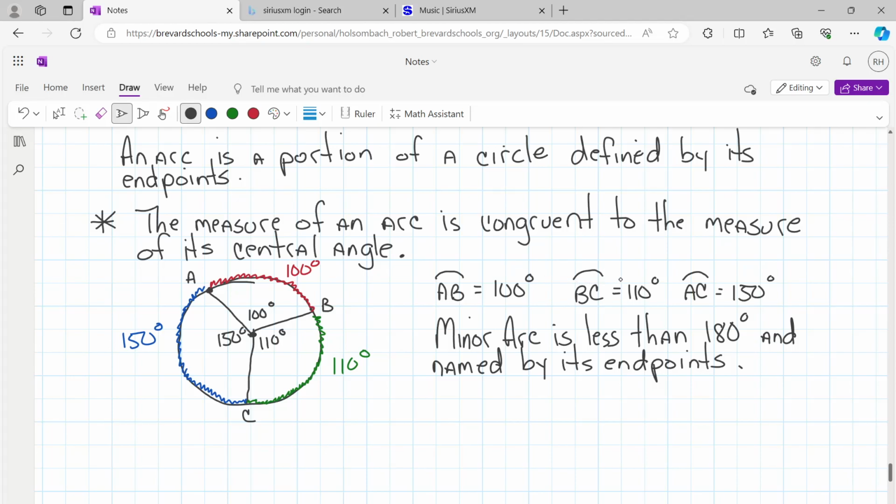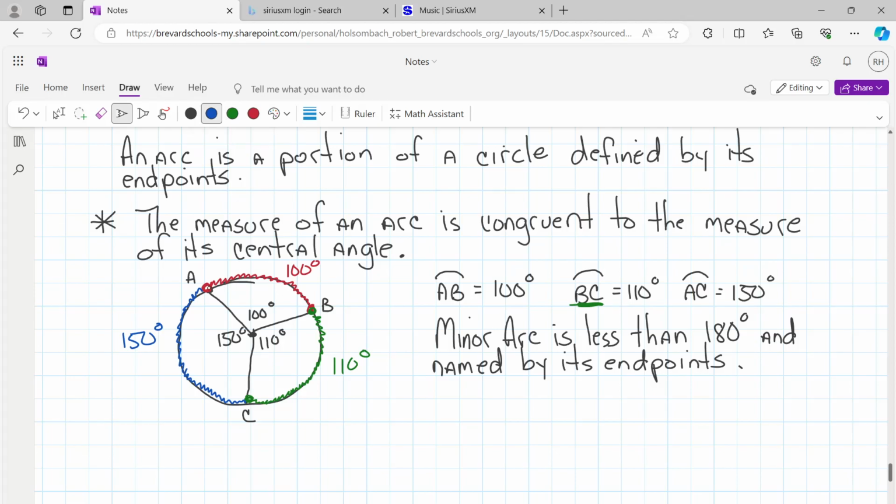So the three arcs that we named and listed their measures were three minor arcs. They were all less than 180 degrees. When you're naming a minor arc, you name it by its endpoints only. This first arc AB, we started at point A, we went to point B, we named it AB. Arc BC started at point B, we went around the circle directly to point C, we called it arc BC.